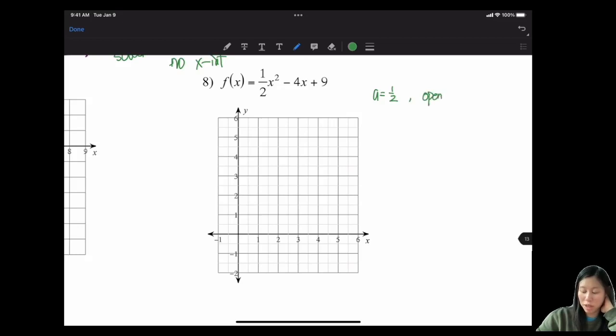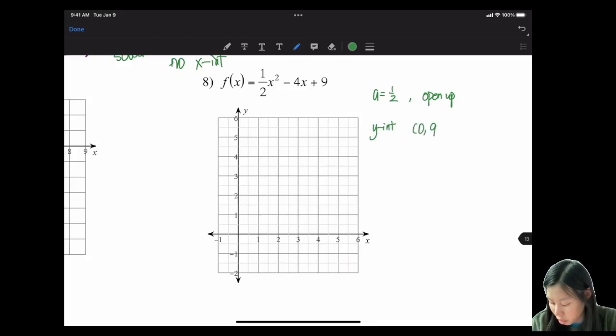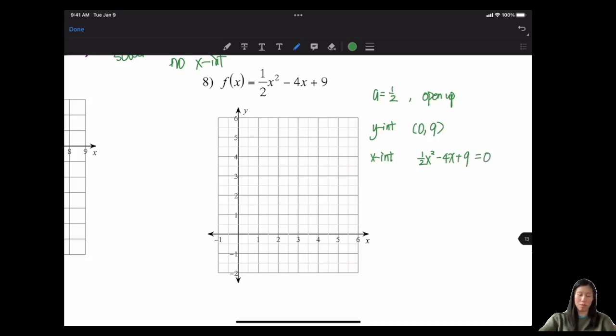That means a positive number, it opens up. And then we have the y-intercept. When x equals 0, y equals 9. And now we need to find the x-intercept. The x-intercept is when the function equals 0, and we try to solve it. Okay, let's see if we can do it without the quadratic formula. So we need to multiply by 2 on both sides so that we can get rid of the 1/2. It would be easier if we get rid of the 1/2. So let's multiply by 2 on both sides.